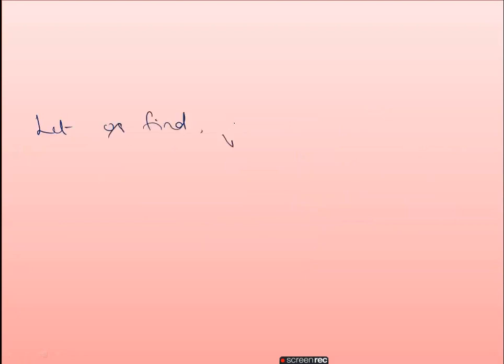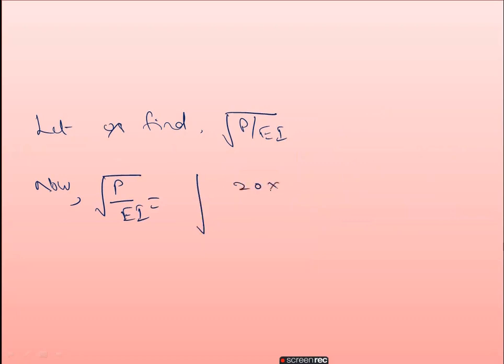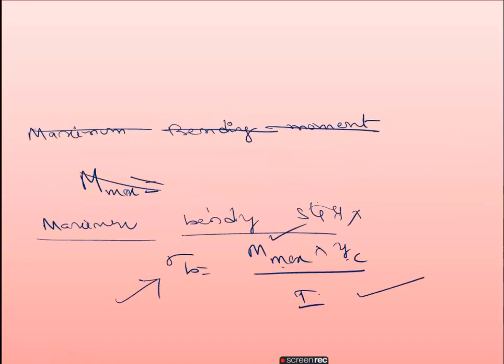Let us find square root of P by EI. Now I will substitute the values of P and EI. Square root of P by EI equals square root of P, which we know already, that is 20 into 10 cube, by the Young's modulus given in the problem, that is 208 into 10 power 9, multiplied with the moment of inertia. Just now we calculated that, I will show you.